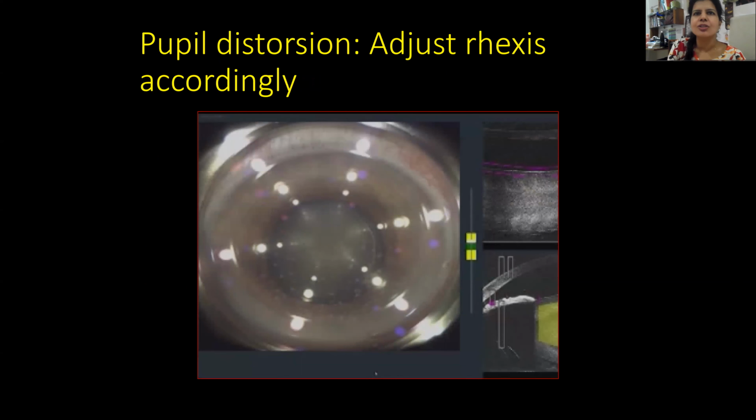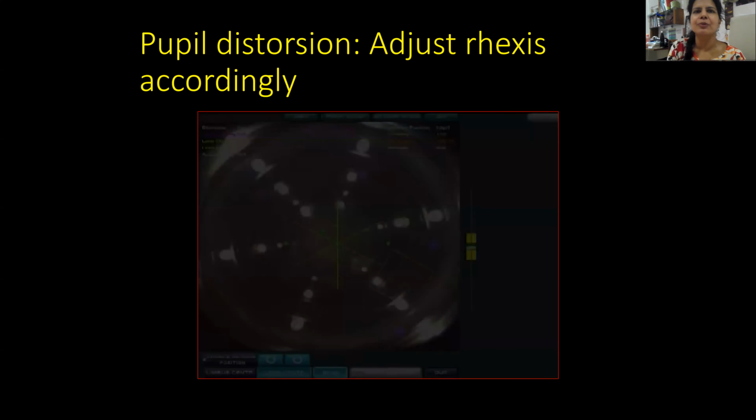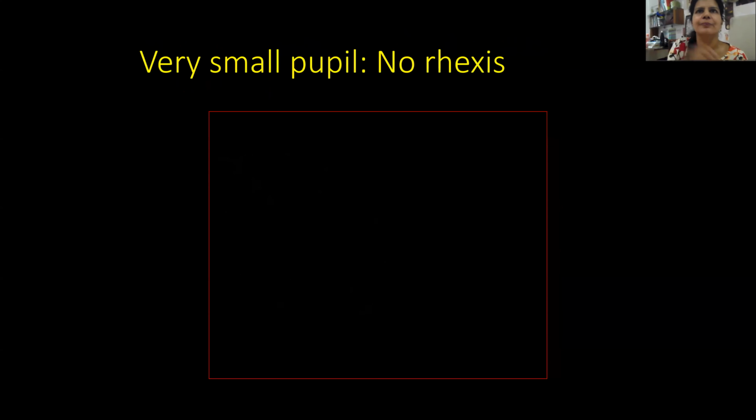Pupil distortion in a patient who is about to undergo laser cataract surgery can be managed by slightly adjusting the capsule rhexis in such a way that it corresponds to the pupillary area. For example, you can see over here that the pupillary margin encroaches into the region of the capsulotomy, because of which the capsulotomy has been shifted slightly and temporarily so that it is not obstructed by the pupil.